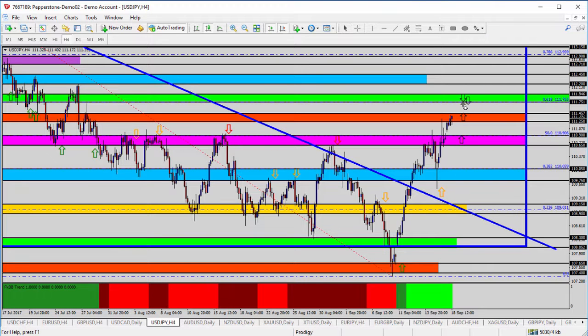Staying under the orange zone, we possibly look for the pullback to the pink shaded area for our next opportunity to go long. Selling right now just doesn't make logical sense for the dollar yen.